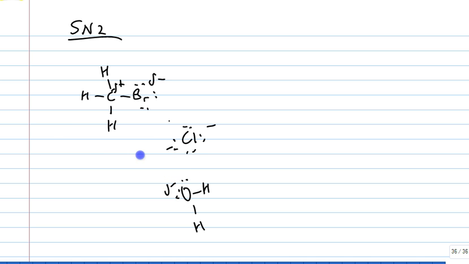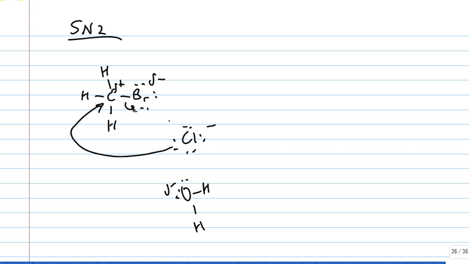Alright, so then backside attack, this comes in as this leaves. So that's a basic SN2. It all happens at once. It's single step concerted. Now, one more thing to note is SN2s are dictated by how many things here are going to block this nucleophile from coming in.